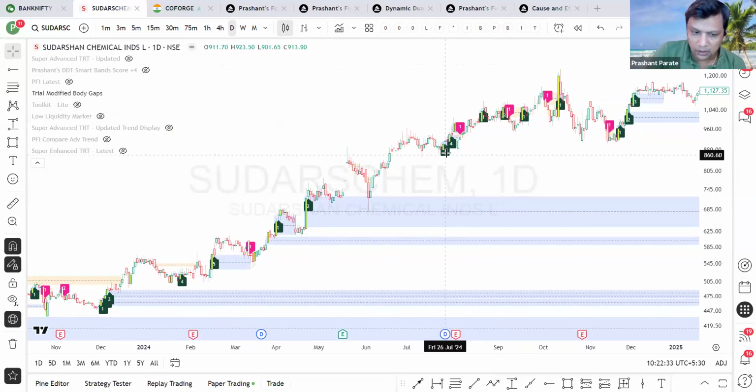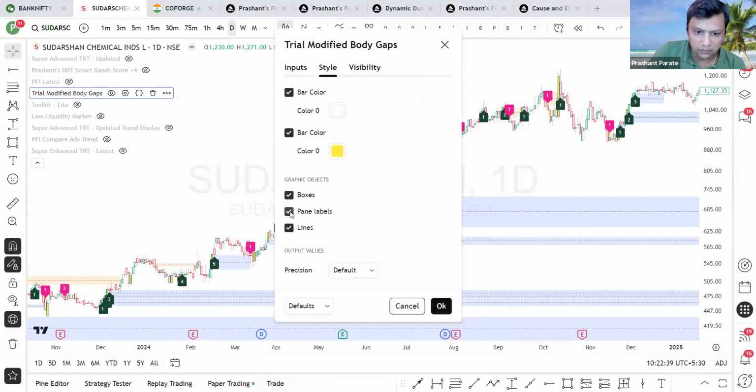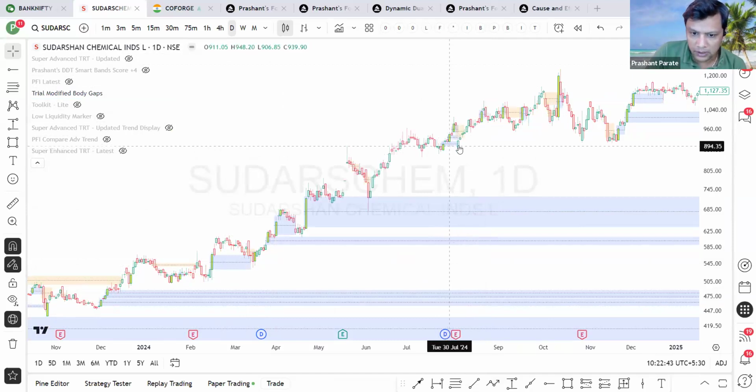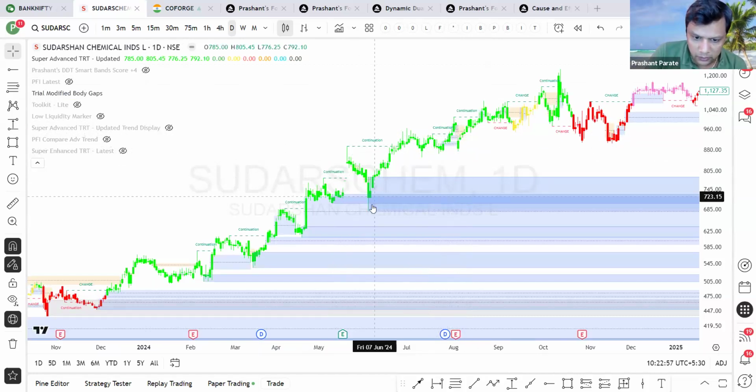There is a hidden gap. Sometimes it may not be visible, therefore I have given numbers to them to identify. If I hide them, you can still see this is a hidden gap where price came down and gave a retracement entry. So 1, 2, 3 areas were used, and there would be a continuation here. So it gave a retracement entry in the continuation zone. Here also it gave a retracement entry in the continuation zone.